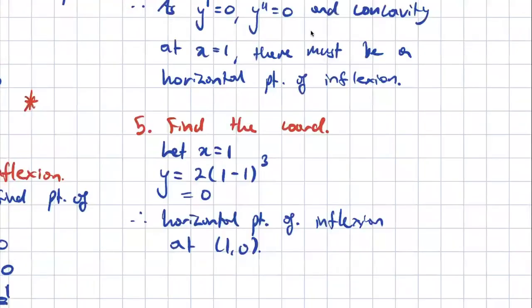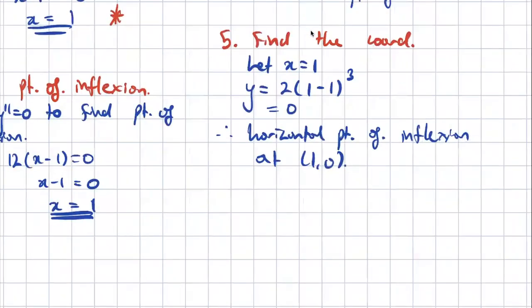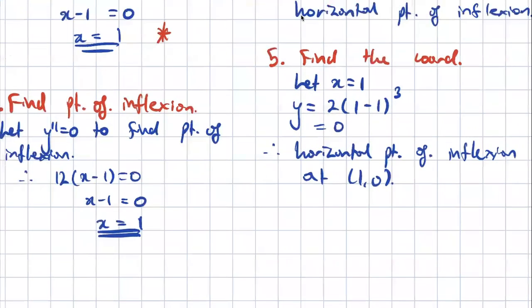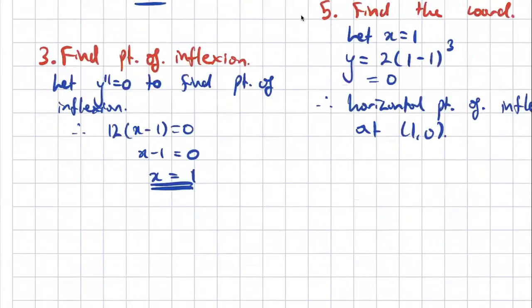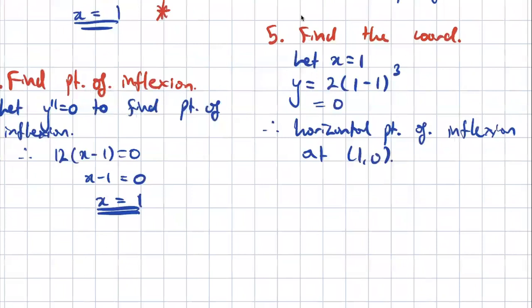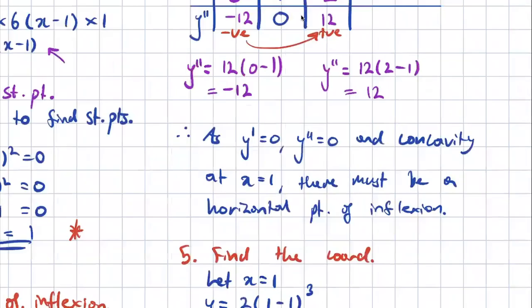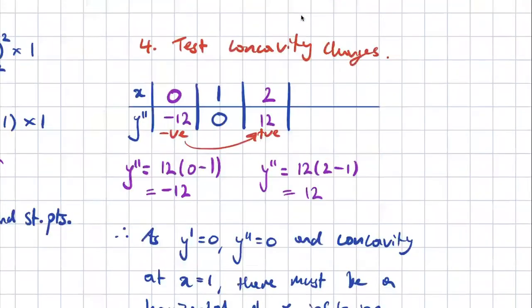So that's your basic step-by-step process to show that you have a horizontal point of inflection, which is a special type of point of inflection. It doesn't happen very often when you're doing your working out, so it's always good to check. That's why I do this purple step over here. I find my stationary points and then I verify with the changing of concavity.